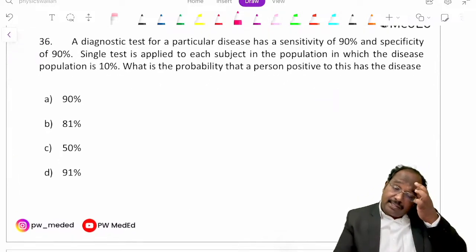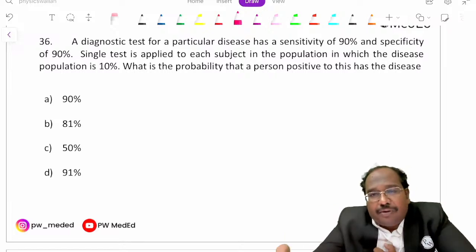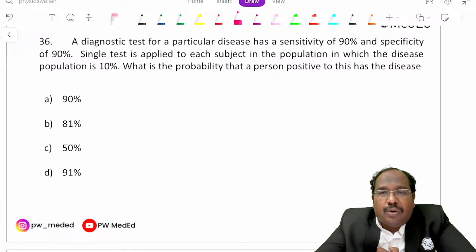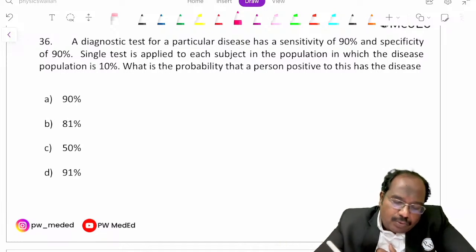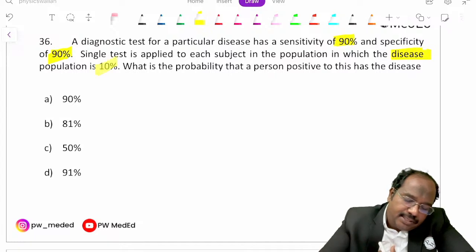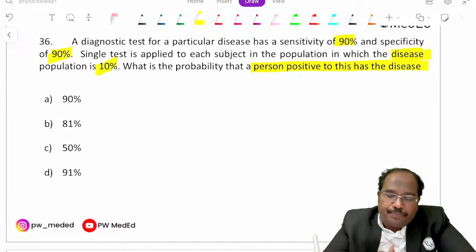Answer the next question, guys. This is a little tricky question. It's a big problem. They have asked this question in the past. Whether or not you are able to solve this problem, I want you to remember one important concept here. They have given sensitivity, specificity of 90%, and disease prevalence of 10%, and they are asking for the positive predictive value.